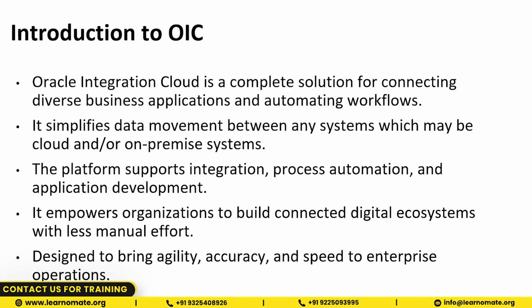Okay. So the next is the same thing, the introduction. As a complete solution, we can connect with multiple systems. The data movement can happen between cloud, non-cloud, and on-premise systems. The platform supports integration, so we can integrate with any system. Now, in OIC there are three types of patterns: app-driven, scheduled, and event-based. What it means is, one is ad hoc, where I go and start that process. Another is the process which will start automatically.